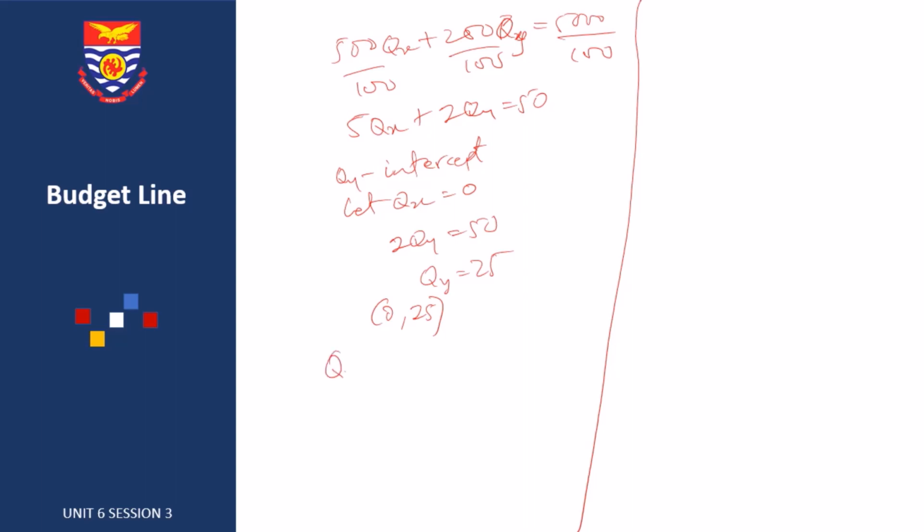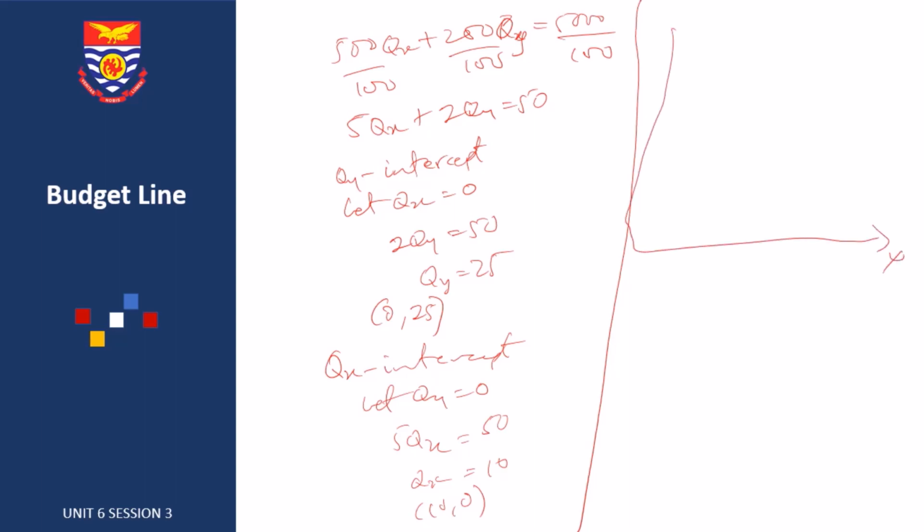Then for QX intercepts, I'll say let QY be equal to 0. Then I'll have 5QX equal to 50. Divide both sides by 5. I'll get QX to be 10. So I have 10, 0. I can now sketch my graph.